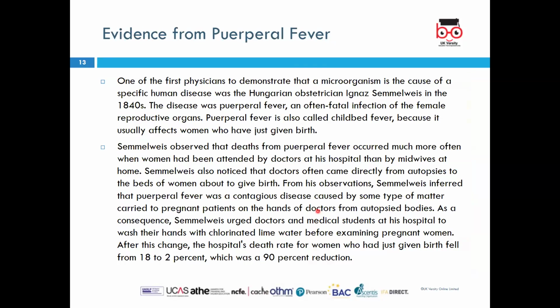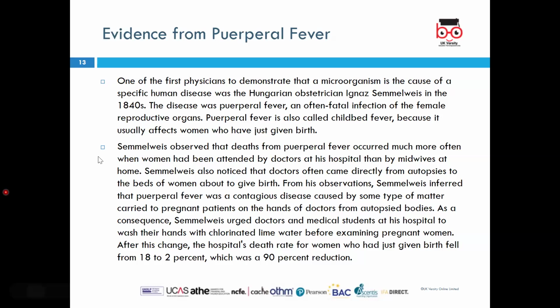A bit about evidence from puerperal fever. One of the first physicians to demonstrate that a microorganism is the cause of a specific human disease was a Hungarian obstetrician, Ignaz Semmelweis, in the 1840s. The disease was puerperal fever, often a fatal infection involving the female reproductive organs. Puerperal fever is also called childbed fever because it usually affects women who have given birth.